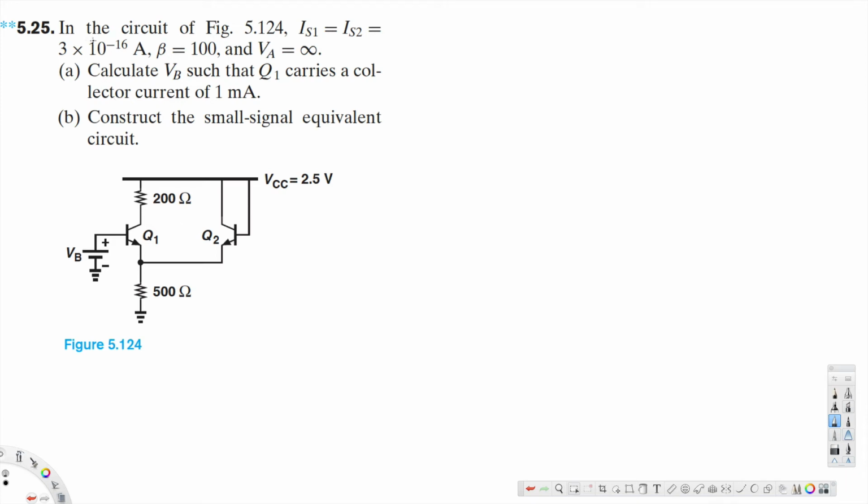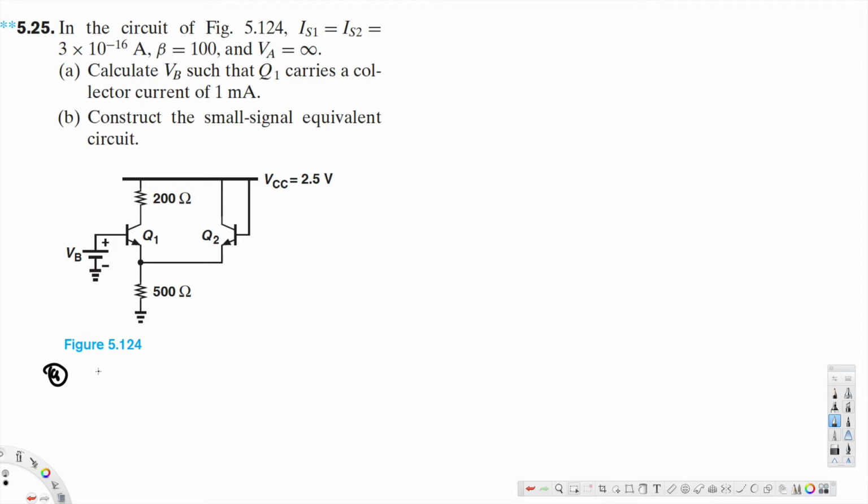Guys, let's look at this problem right here. The question is asking, in the circuit of figure 5.124, IS1 is equal to IS2, that's equal to 3 times 10 to the power of minus 16 ampere, beta is equal to 100 and VA is equal to infinity. Calculate VB such that Q1 carries a collector current of 1 milliampere, and part B is asking, construct the small signal equivalent circuit. Now let's do the A part.